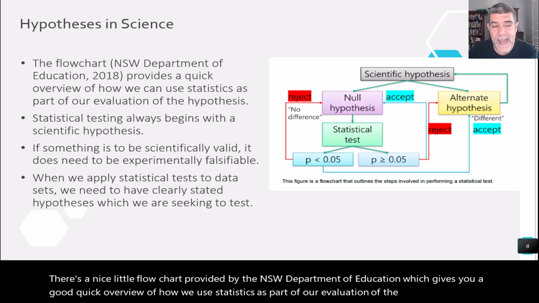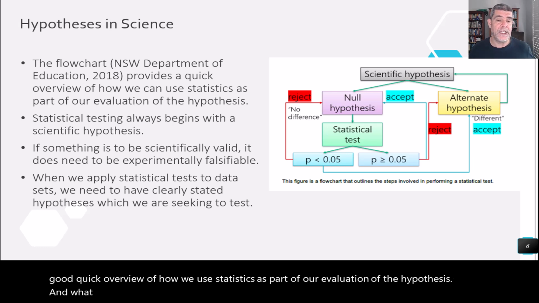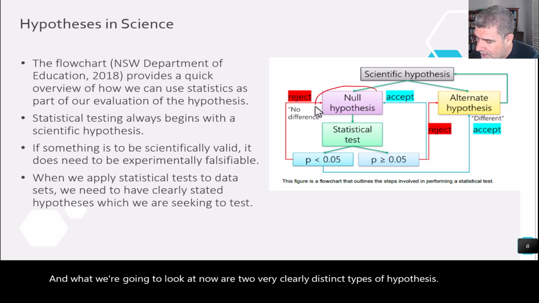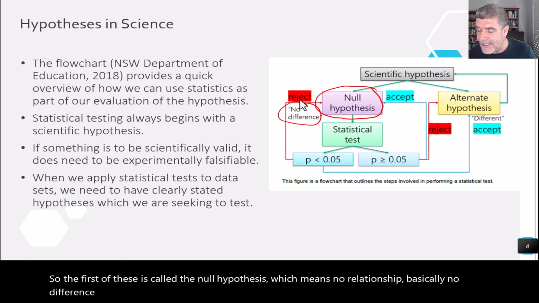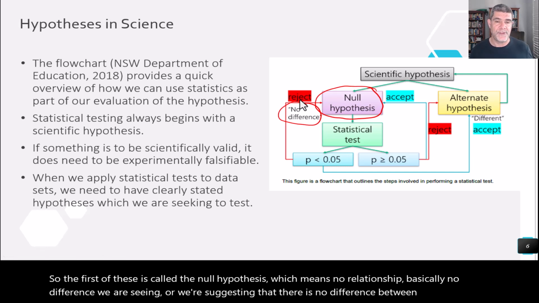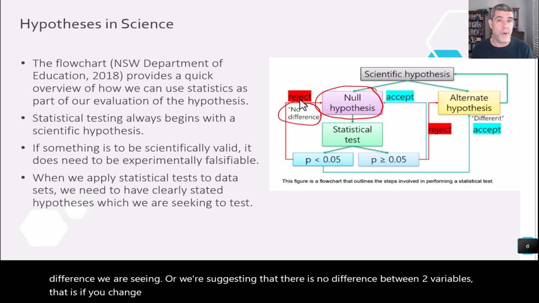And what we're going to look at now are two very clearly distinct types of hypotheses. So the first of these is called the null hypothesis, which means no relationship, basically no difference. We are suggesting that there is no difference between two variables. That is, if you change one, it has no effect on the other.